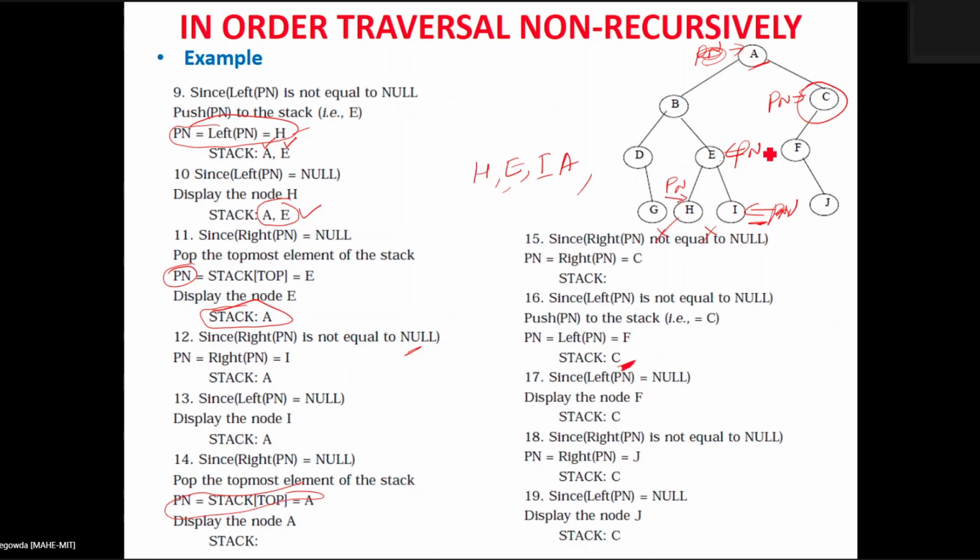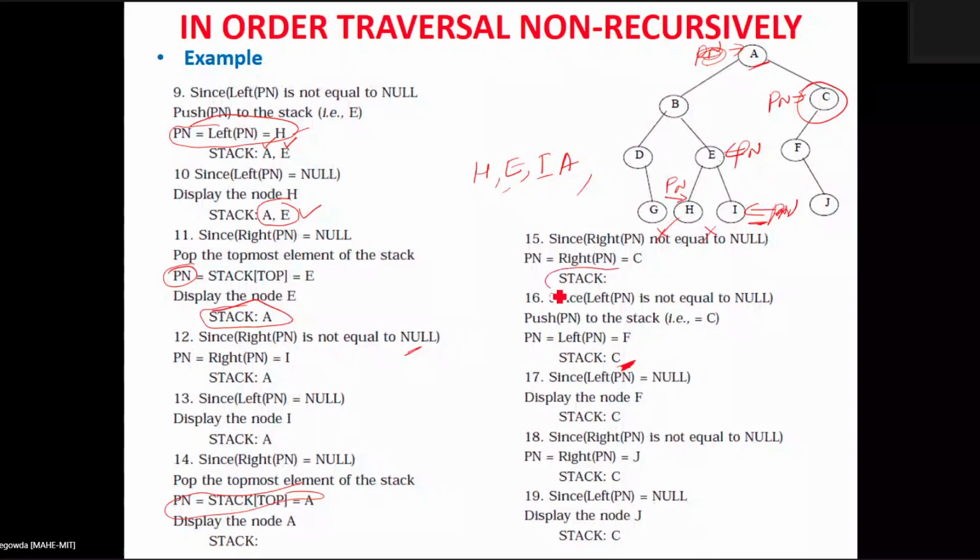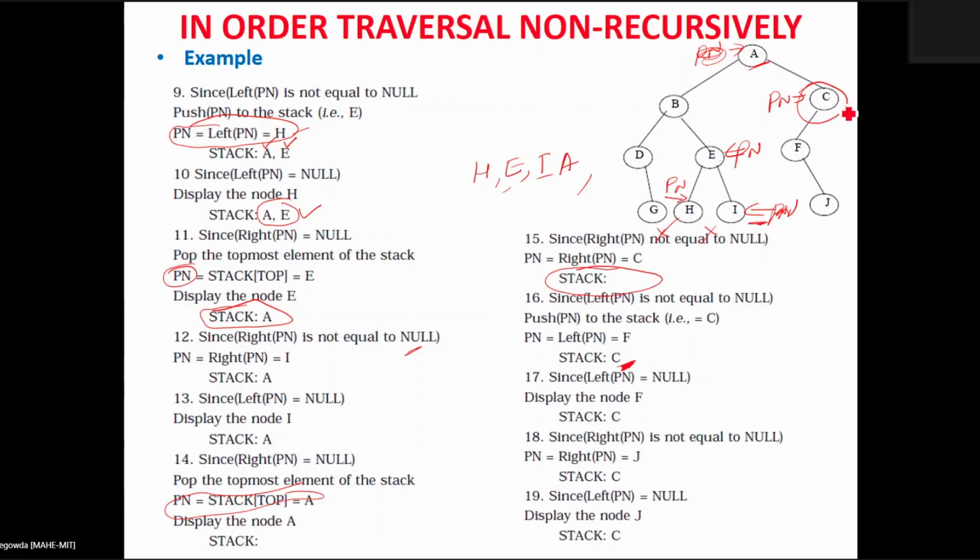After popping the C value, the stack will become empty. Before traversing towards the right subtree, you have to push the address of C onto the stack, so that C is pushed onto the stack here. Then you have to take the address of the left subtree, and that should be copied to the node Pn. So now Pn is pointing to F here.